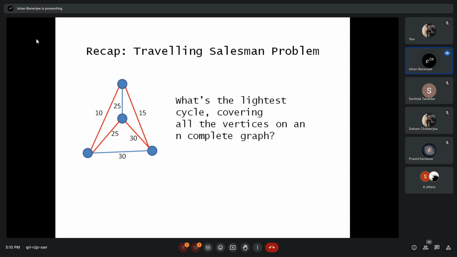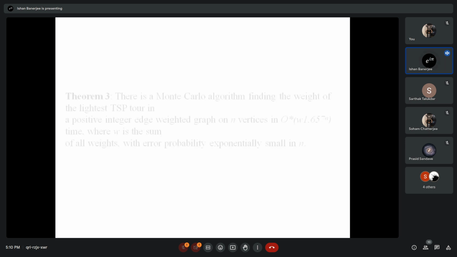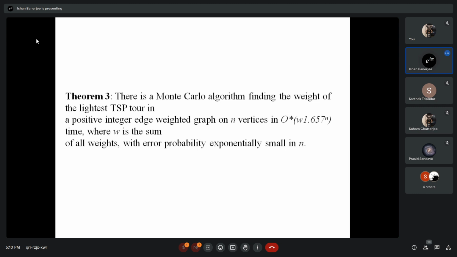And you are interested in finding the Hamiltonian cycle which has the lightest weight. In this case, the cycle marked in red is the lightest Hamiltonian cycle. And we need algorithms to find this. For this, we again have another Monte Carlo algorithm to find the lightest TSP tour with a positive integer edge weighted graph on n vertices, which runs in O star W times 1.65 to the power of n, where W is the sum of all the weights of all the edges. Again, the error is exponentially small in n.